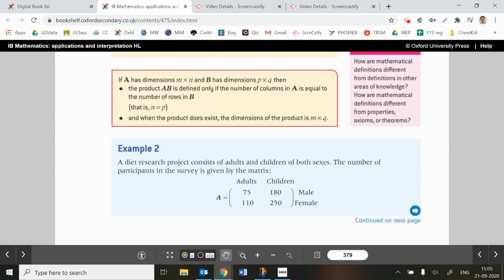Okay, so in example 2, it says a diet research project consists of adults and children of both sexes. The number of participants in the survey is given by this matrix here. So we've got adults and children in the first 2 columns. And we've got in the rows the males and the females in this research project. So for example, there are 75 adult males who are in this research project.